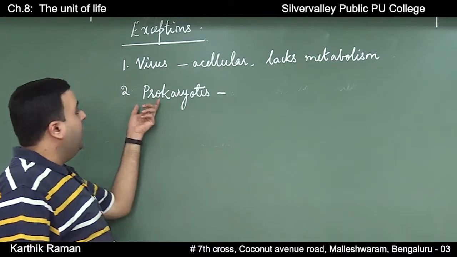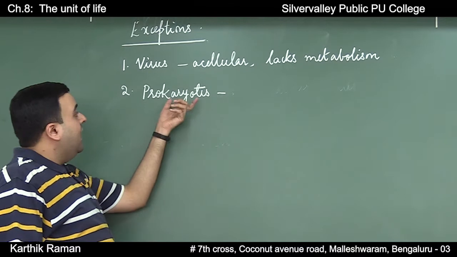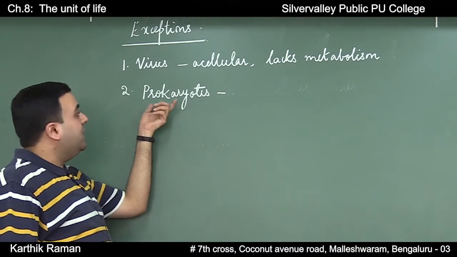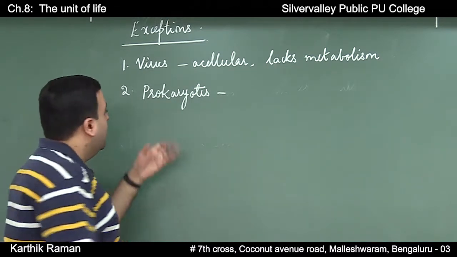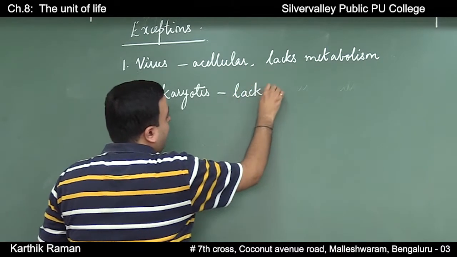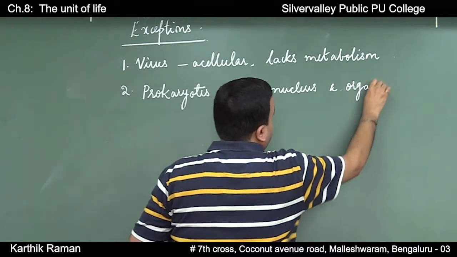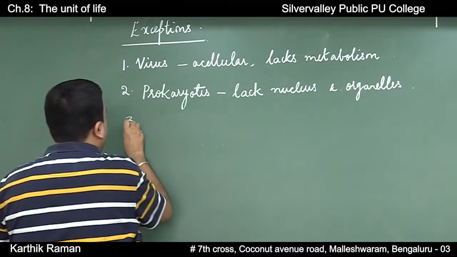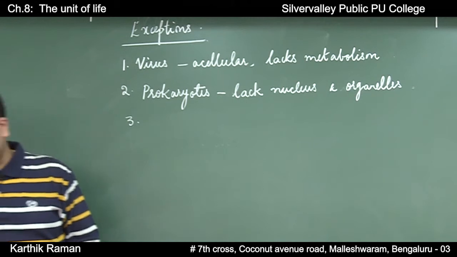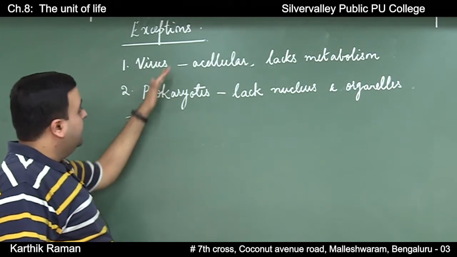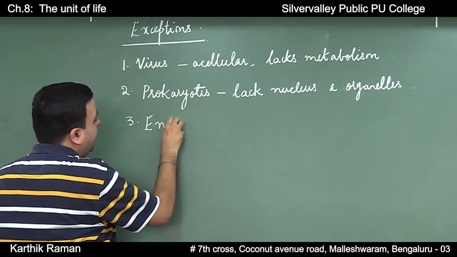Next, prokaryotes. Pro means primitive or the very initially formed, very basic level organisms. Karyon refers to nucleus. So prokaryotes are those organisms which have a very primitive nuclear organization. These prokaryotes lack the nucleus and the organelles. So these are the very important exceptions. The other one would be an enucleated cell.